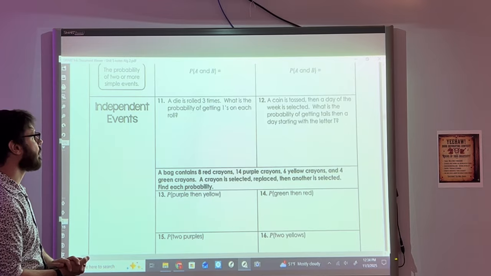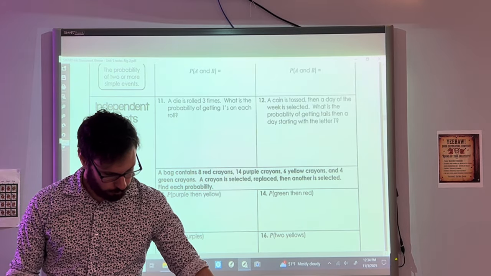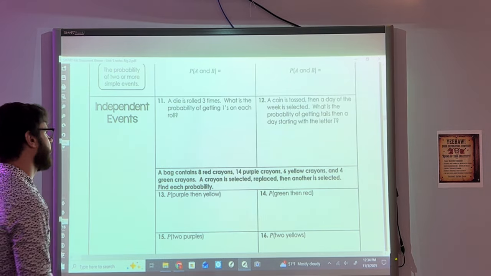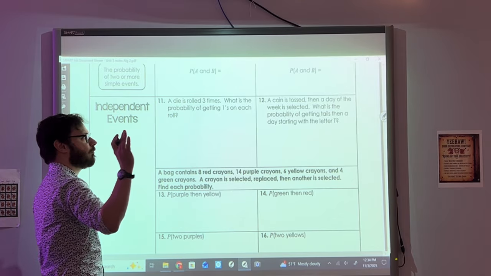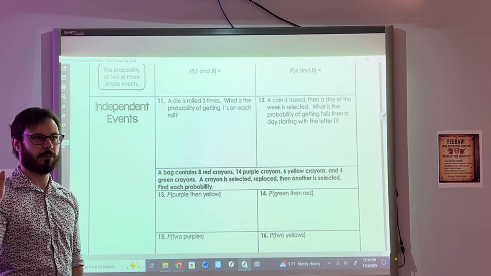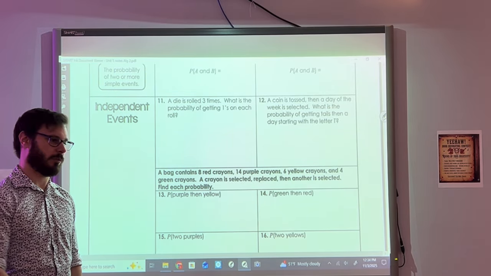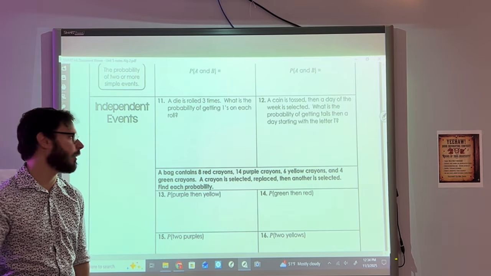The die is rolled 3 times. What's the probability of getting 1s on each roll? Oh, that bugs me. I don't have that page. Independent events. All right, so I roll a die. What's the probability of getting a 1 on each roll? Well, take it 1 die at a time. It doesn't matter what I roll for the first die. It's not going to affect my chance of getting the same thing on the second one.